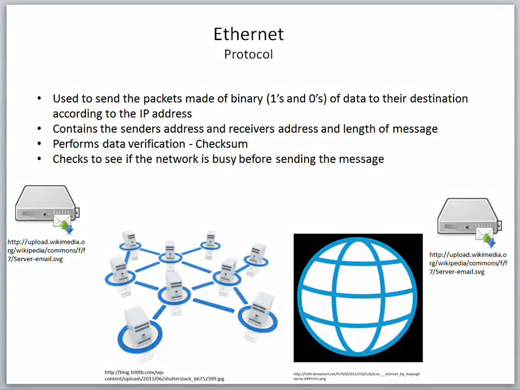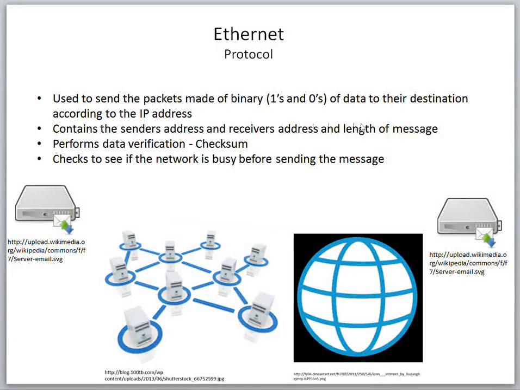Ethernet protocol also contains the sender's address, the receiver's address and the length of the message. This is added into the packet of data. Now, it's very important that we have the sender's and receiver's address, as we need to know who the message is going from and who it's going to. You wouldn't want to send a message through the post and not know who the sender or the receiver was.